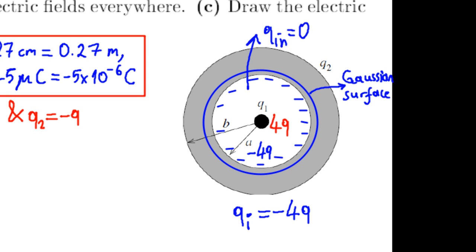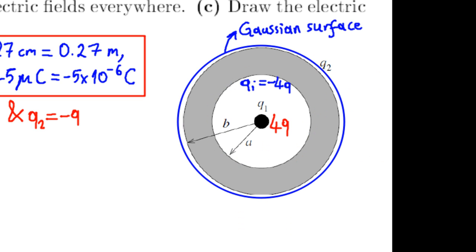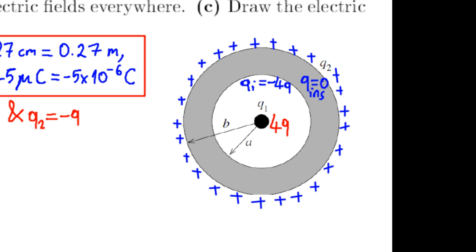Now, again, if we draw a Gaussian surface enclosing the outer surface, in the same way, there is no charge in the spherical shell. Therefore, all the charges are distributed on the outer surface. Total charge is -Q. Therefore, the outer surface has the charge of 3Q.